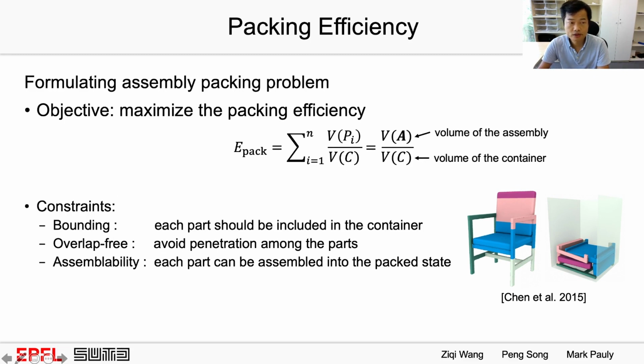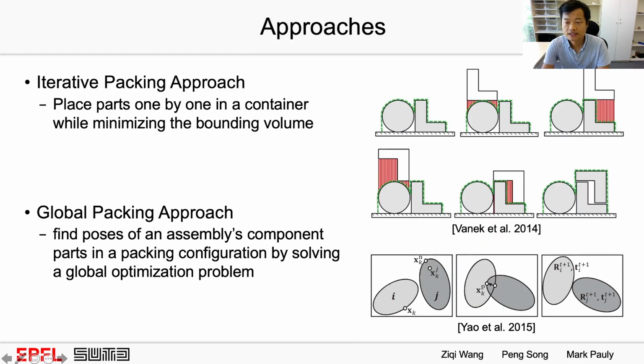there are three hard constraints for assembly packing: the bounding constraint, the overlap-free constraint, and the assemblability constraint. There are two classes of approach to solve the assembly packing problem: iterative approach that places the given set of parts one by one in the container while minimizing the bounding volume. Global packing approach seeks to find assembly component parts in a packing configuration by solving a global optimization problem. Please refer to the papers for details.